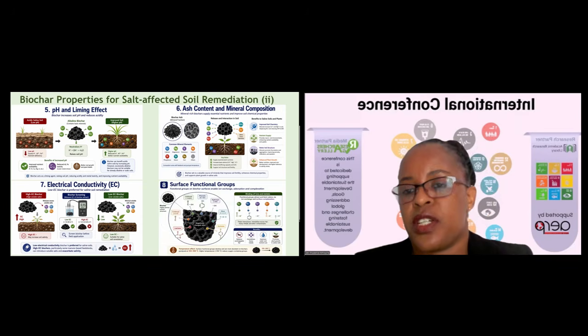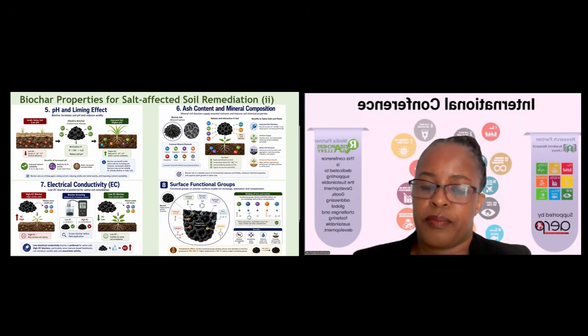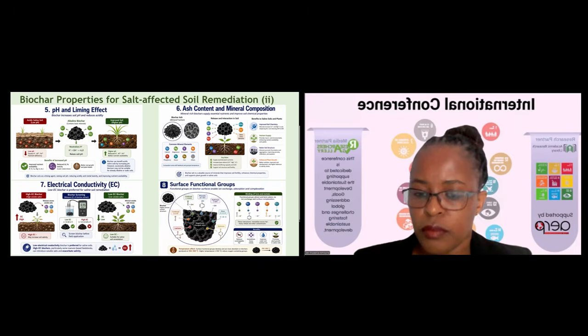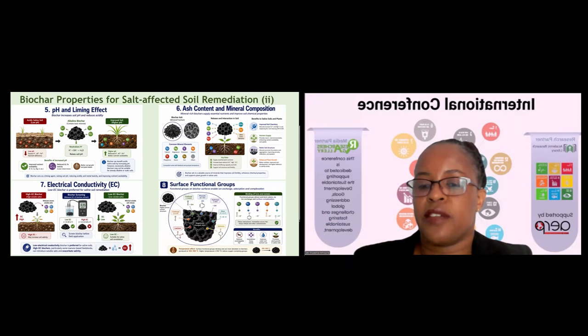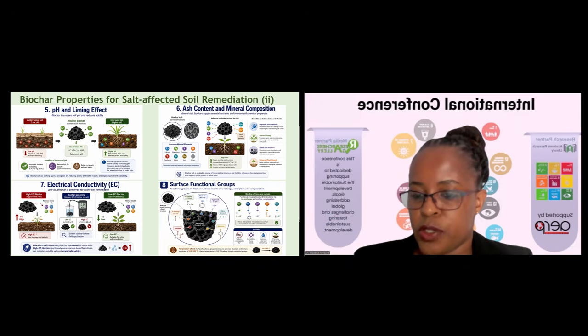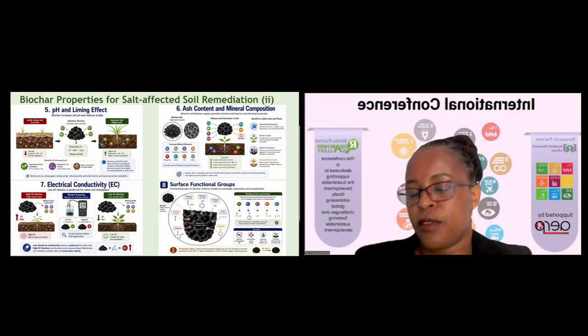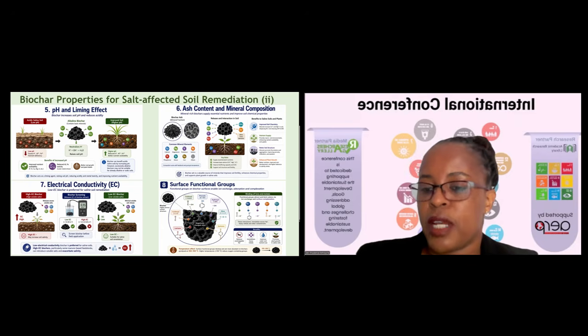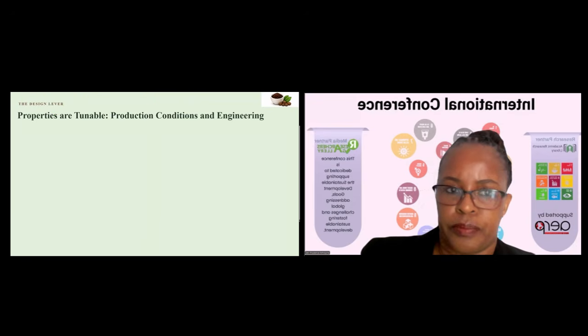And then the surface functional groups. These are very critical. This is a very critical part of biochar, because these surface functional groups are the ones that can bond with and reduce the exchangeable sodium. The same effect that I talked about in the remediation of heavy metals. They improve water and nutrient use, and they can promote plant growth in saline soils.